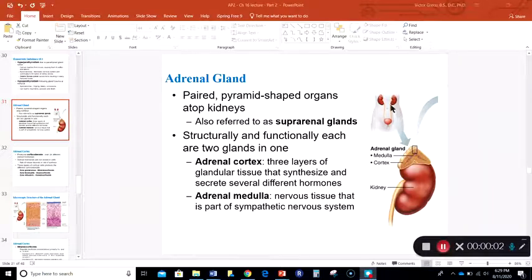The adrenal glands are located on the kidneys, and because of that, the adrenal glands are also referred to as the suprarenal glands. The adrenal gland is actually two glands in one. The outer portion is the adrenal cortex, which synthesizes many different hormones, which we're going to go over. And the interior is the adrenal medulla, which is actually part of the sympathetic nervous system that we covered in part 1.